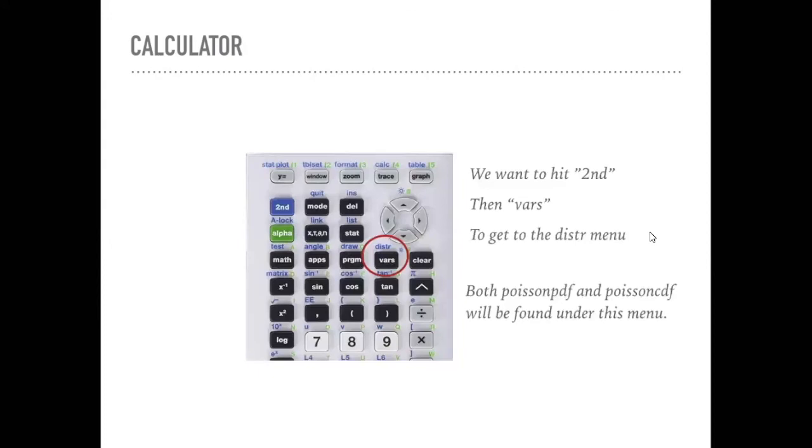Again, we're finding these underneath the same menu that we were looking at before for the binom. So you're going to hit second and then vars. That's getting you into the distribution menu. Then you're going to look for Poisson. It should be toward the bottom of the list.